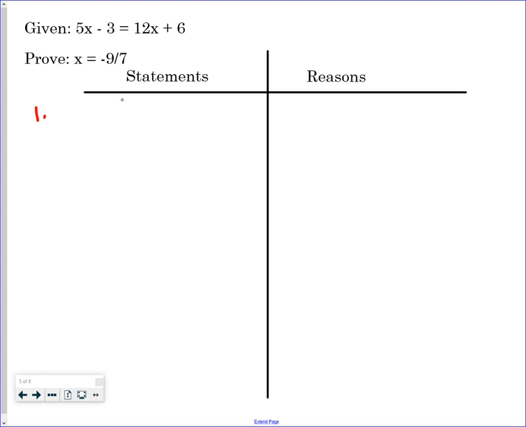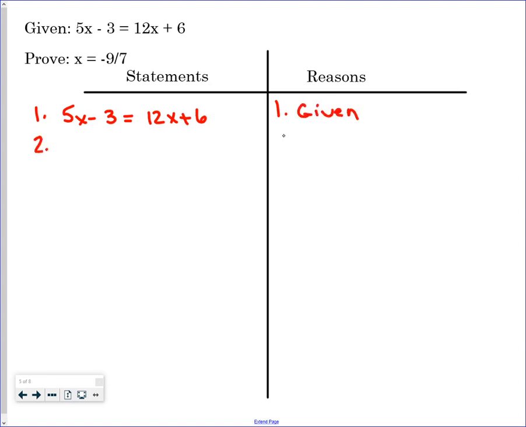Step 1, every time it's not a trick, you write the given exactly how they gave it to you. Don't do any math. Just write it down. Okay? So 5x minus 3 equals 12x plus 6. And what's that called? Given. Yeah, not a trick question. It's called given because it is given. Okay?